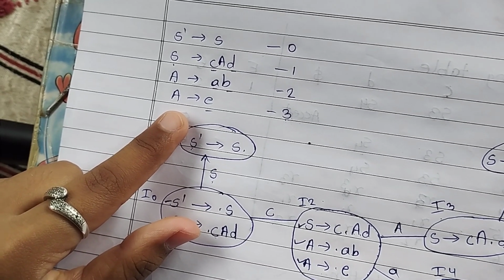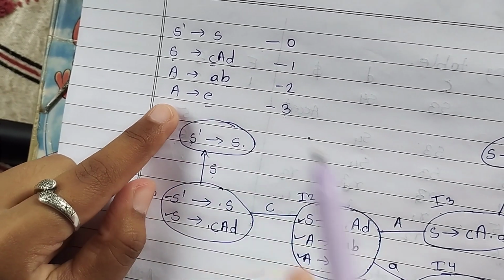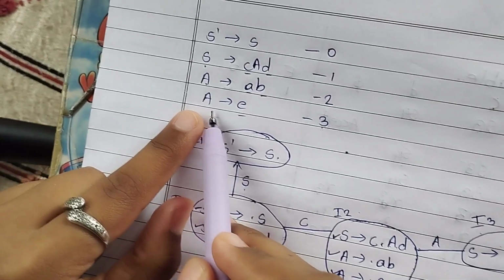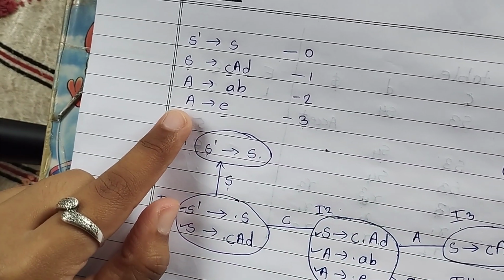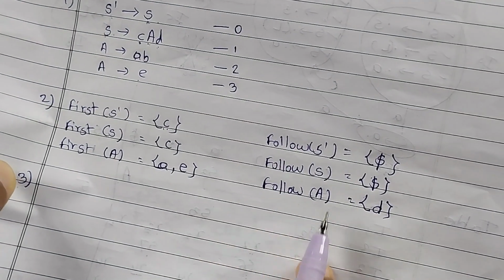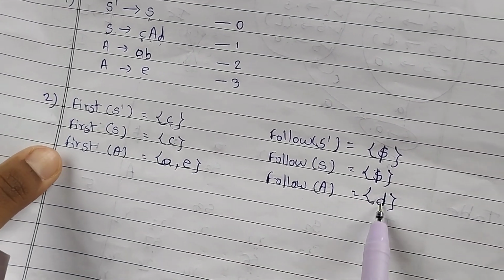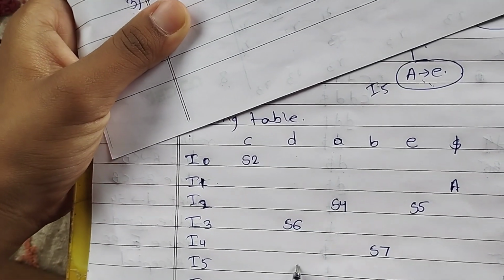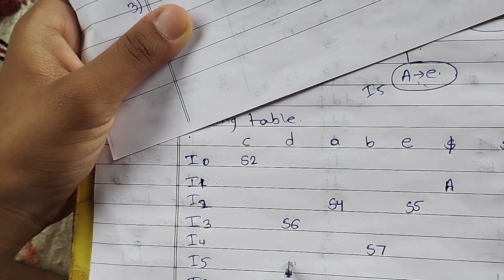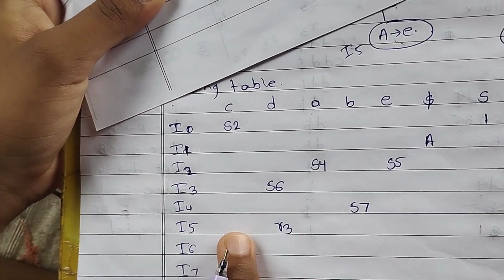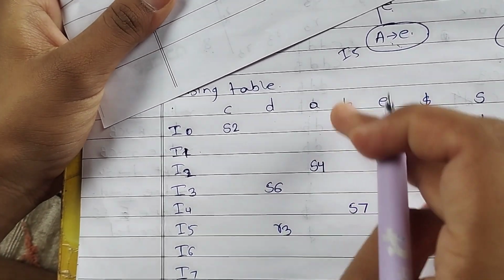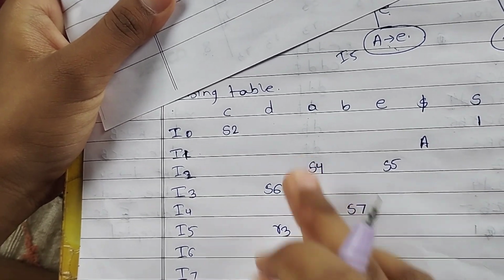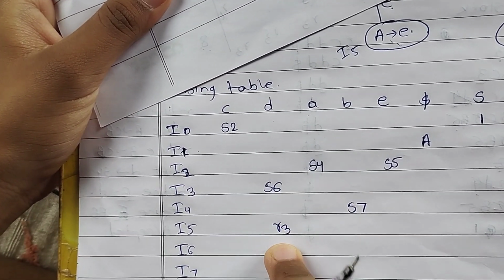This is the production of A, so we see the follow of A. The follow of A is D, so we write R3 only in the column of D. In the column of D and I5 we write R3. In LR we write R3 in each terminal, but here only below D we write R3. Why? Because this is the follow of A.